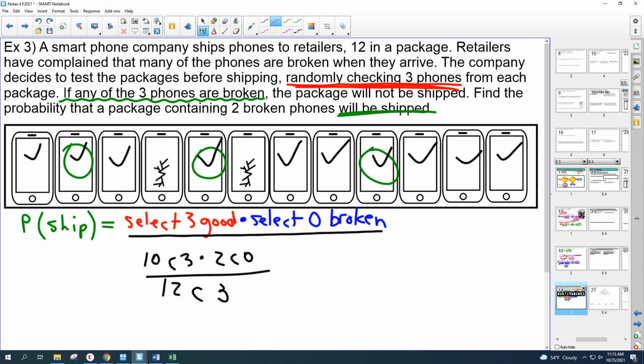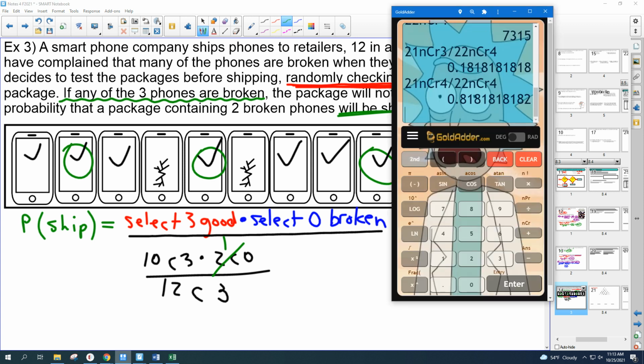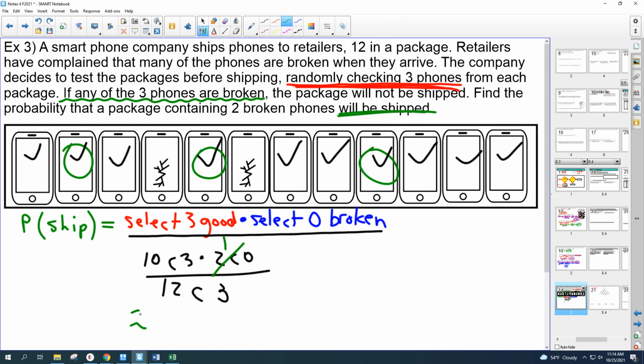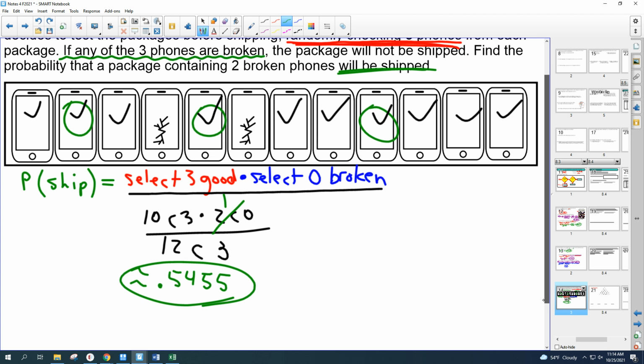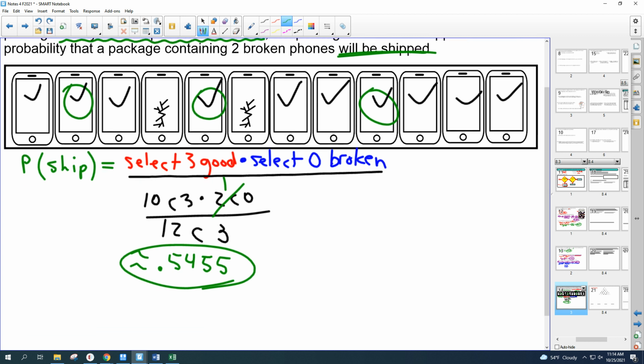And so that's what this is going to be. Now, you should know 2 choose 0. What is 2 choose 0? 2 choose 0 is 1. And so that's why that doesn't really even need to be there. It's going to be 10 choose 3 over 12 choose 3. That's 0.5455. That is the probability that this package will ship, right?